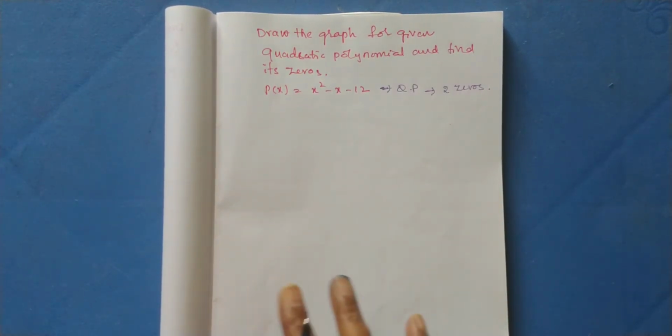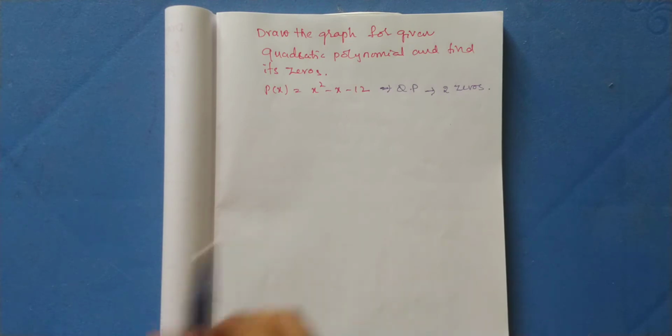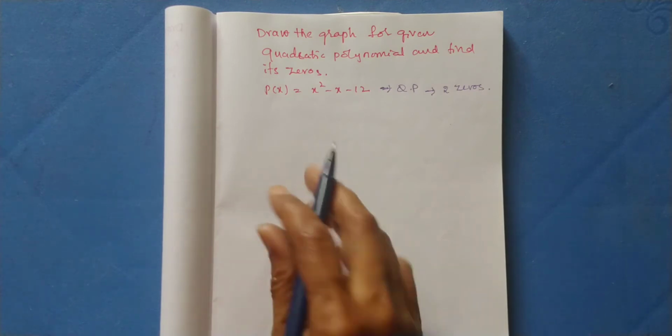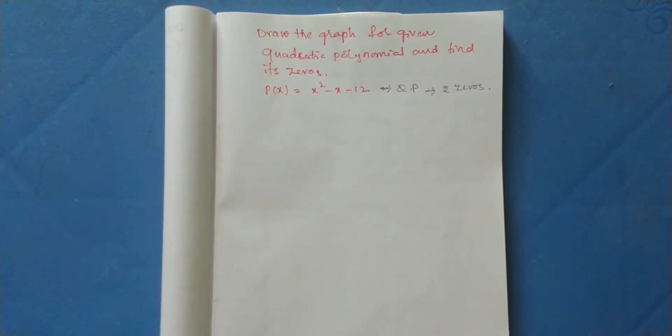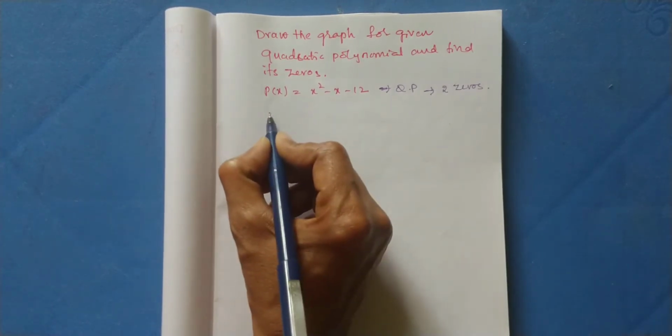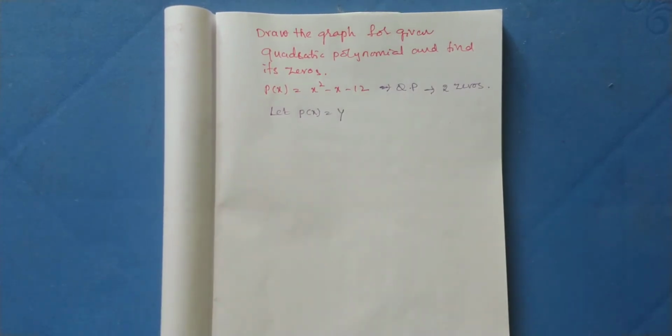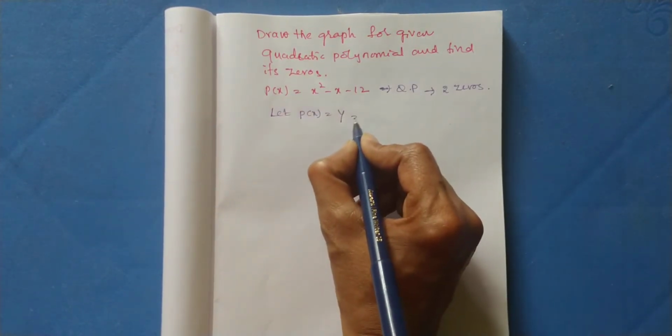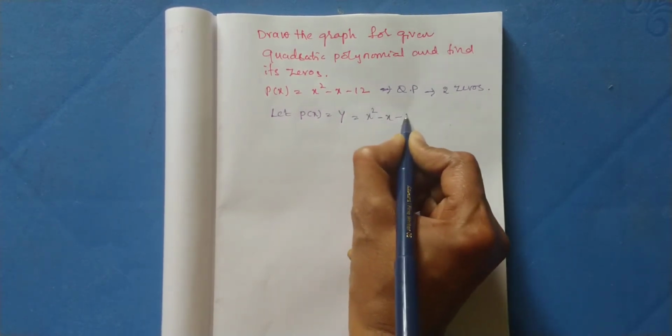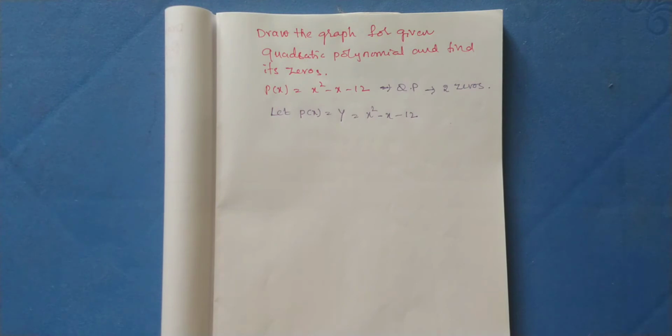To represent this graphically, we need two coordinates, x and y coordinates. So we can assume x values 1, 2, 3 and so on. But to find the y values, we need to equate the given polynomial to y. So let us assume p of x equal to y, that means y is equal to x square minus x minus 12. By substituting different x values, we'll get the x and y coordinates that we can represent on the graph sheet.